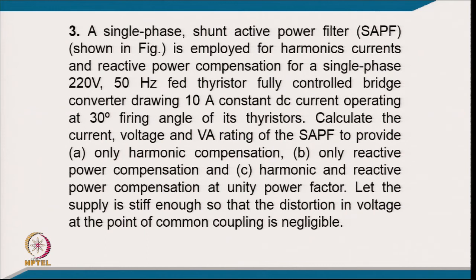Coming to the third numerical problem: a single phase shunt active power filter is employed for harmonic currents and reactive power compensation for a single phase 230 volt 50 hertz fed thyristor fully controlled converter drawing a 10 ampere DC current, operating at 30 degree firing angle of its thyristor. Calculate the current, voltage and VA rating of the shunt active power filter to provide A, only harmonics compensation, B, only reactive power compensation, C, harmonics and reactive power compensation at unity power factor. Let the supply be stiff enough so that the distortion in voltage at the point of common coupling is negligible.